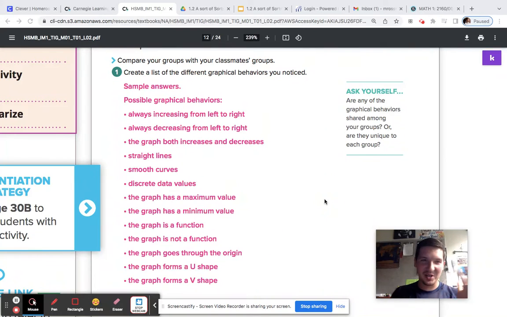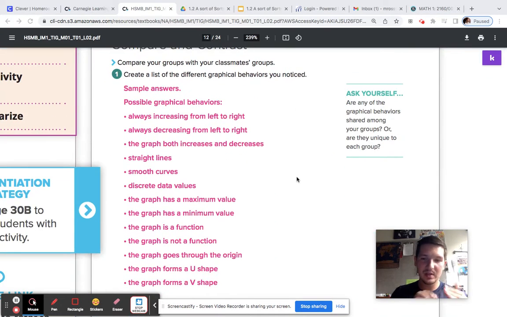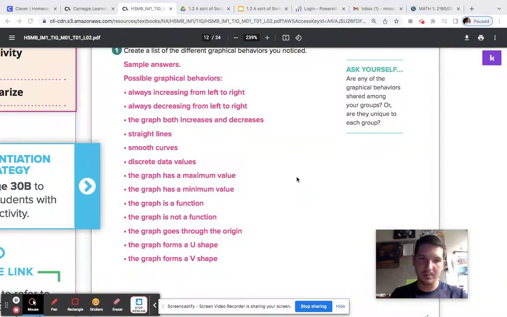Apologize, I got cut off there a little bit, but I wanted to talk to you about this. So there's different things we can use when we're trying to compare and contrast different graphical behaviors. Okay, so I'm just going to read through some possibilities. You can use these on your assignment to kind of help you out through this.